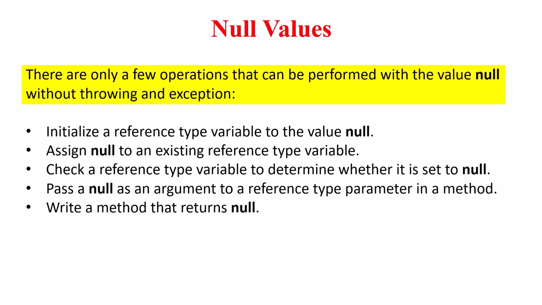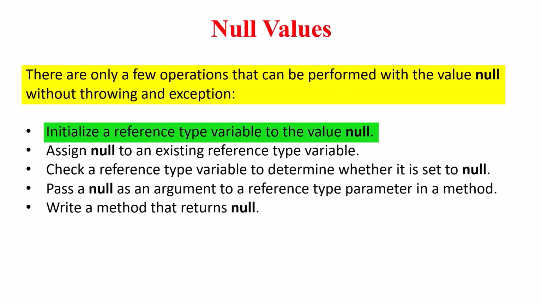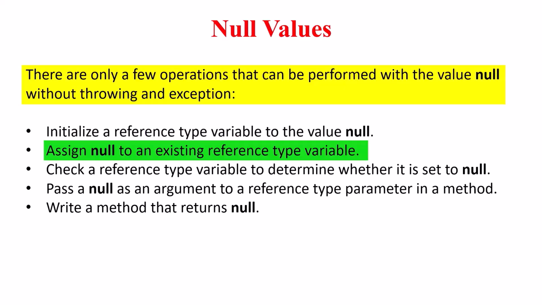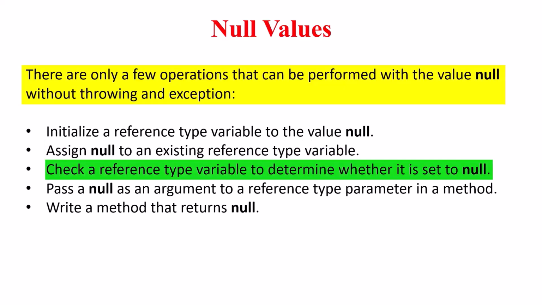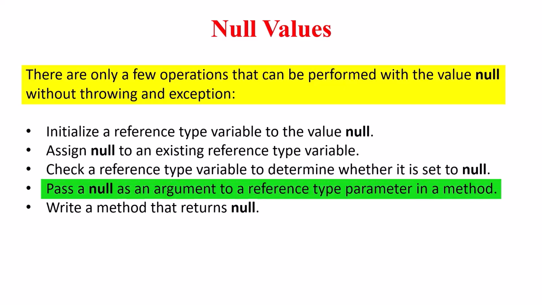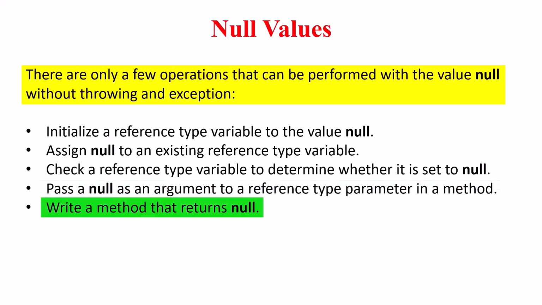There are only a few operations that can be performed with the value null without throwing an exception. You can initialize a reference type variable to the value of null. You can assign null to an existing reference type variable. You can check a reference type variable to determine whether or not it is set to null. You can pass a null as an argument to a reference type parameter in a method. And you can run a method that returns a null.